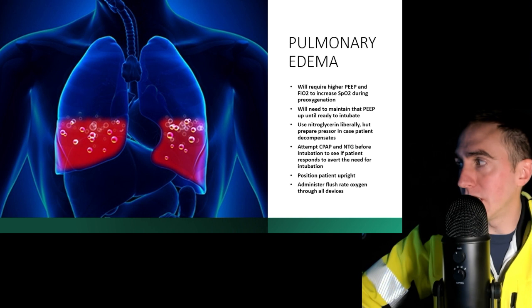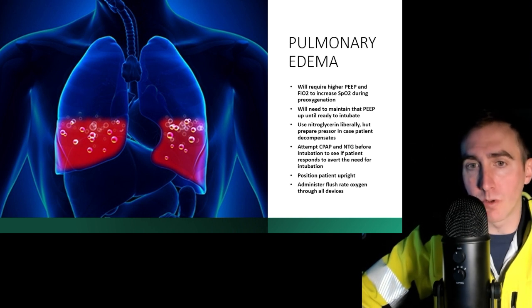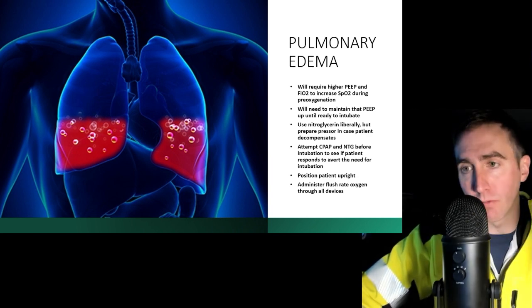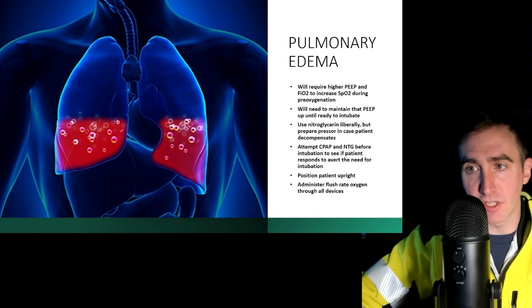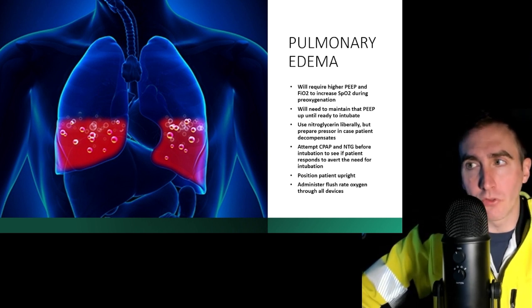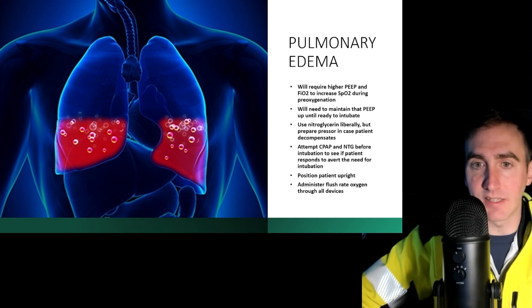Now with pulmonary edema, you know that they're going to require higher PEEP, higher FiO2, and we're going to have to maintain that PEEP. So if you have a patient with severe acute pulmonary edema or SCAPE, sympathetic crashing acute pulmonary edema, they're not going to improve with passive oxygenation via a nasal cannula and non-rebreathers. So we're going to have to use a BVM with a PEEP valve and a nasal cannula on underneath it.